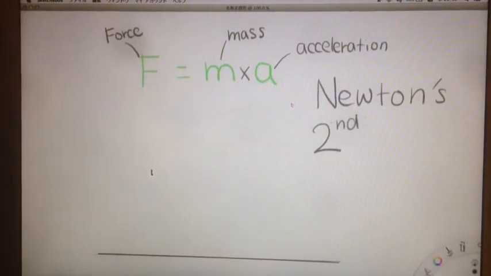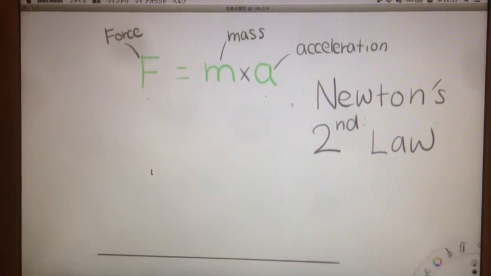The second law of motion states, the acceleration of a body is proportional to the force applied and inversely proportional to its mass. Or F equals ma for those of you who like equations. Force F equals mass m times acceleration a. That's simple. Let's look at an example.